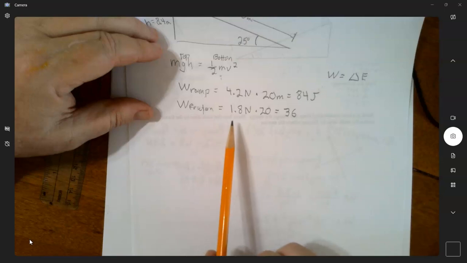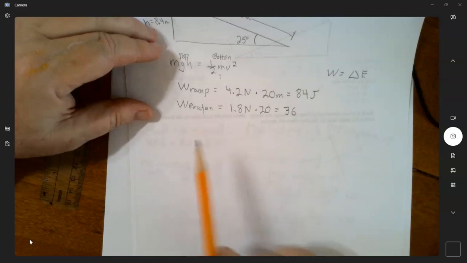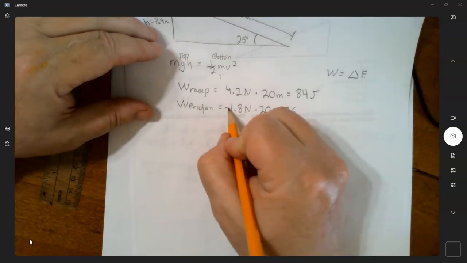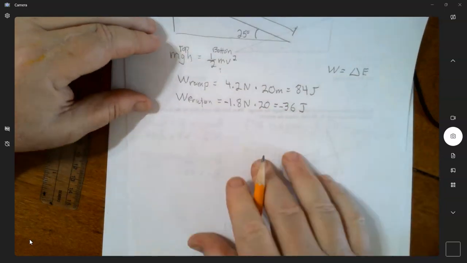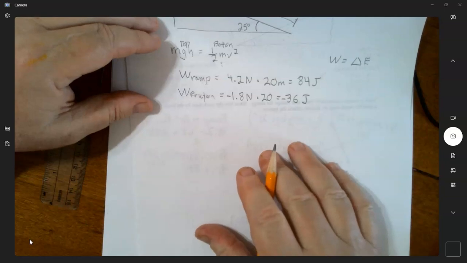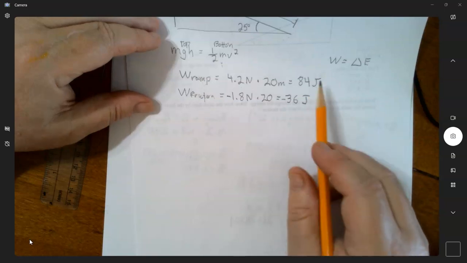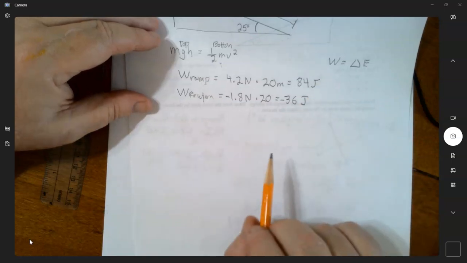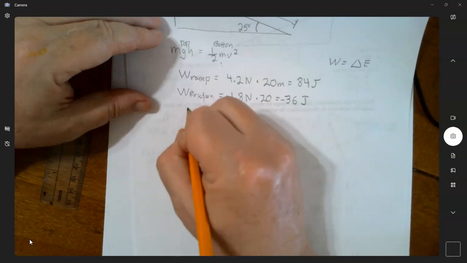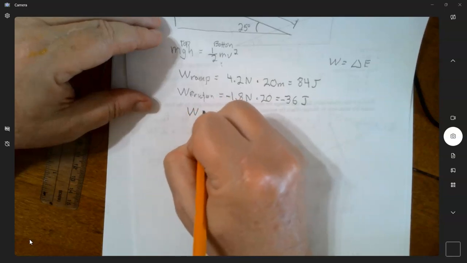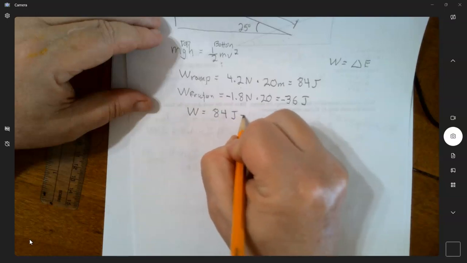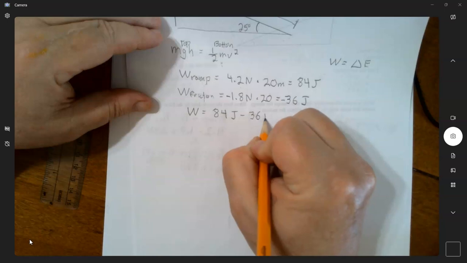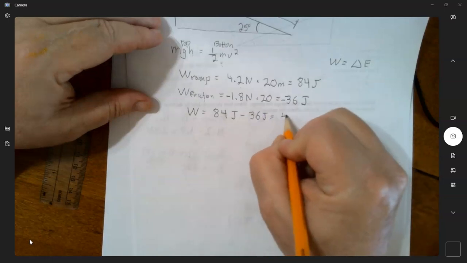Now for friction force, which is in the negative direction, I'll put a negative sign in there, times the distance, and that gives you negative 36 joules. So if you want to know how much energy you're going to have at the bottom, the work is going to be the change in energy. So work overall is going to be 84 minus 36 equals 48 joules.